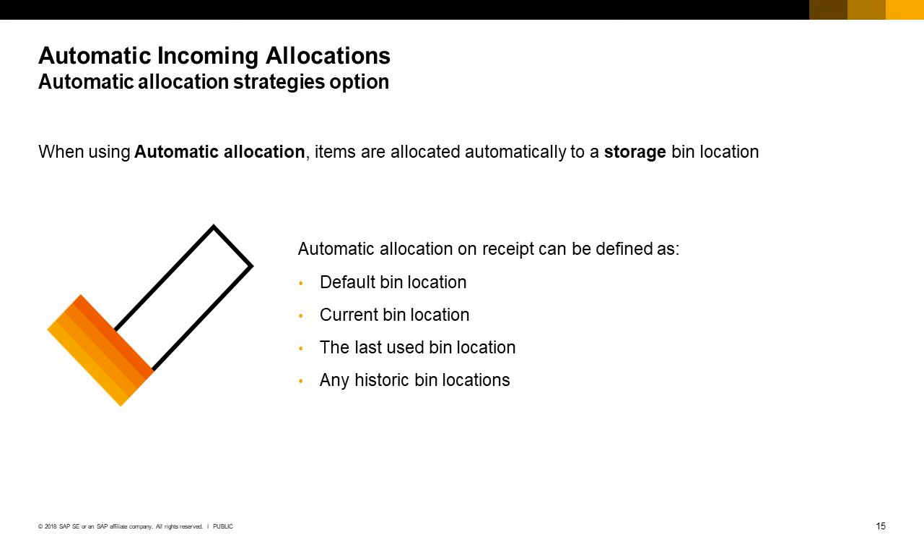In addition to the default bin location, there are 3 other automatic allocation strategies. These strategies allow you to automatically allocate goods to the current, last, or any historic bin locations where the item has previously been stored.